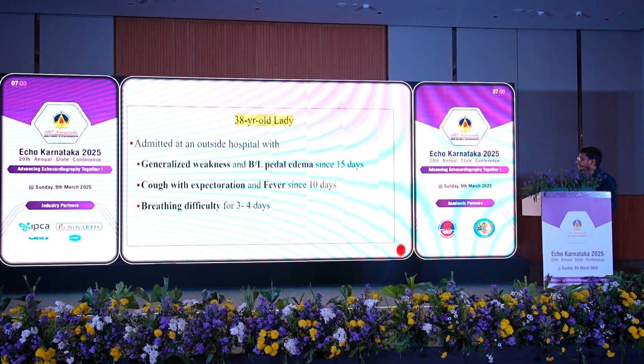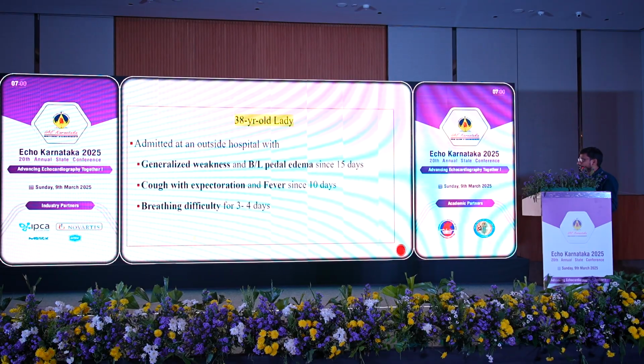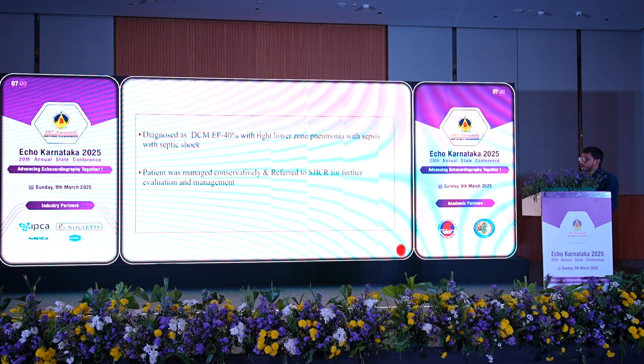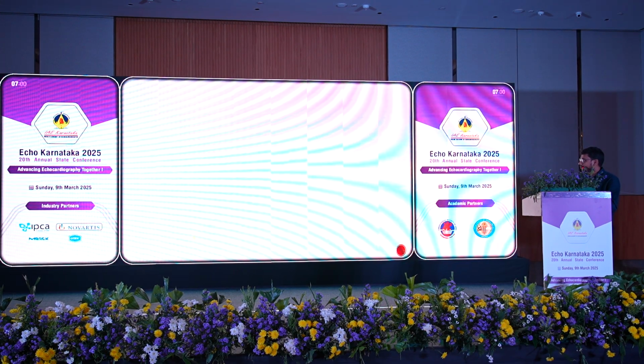complaints of generalized weakness and bilateral pedal edema since 15 days, and with the complaints of cough with expectoration and fever since 10 days, and breathing difficulties for 3 to 4 days. So over there, she was diagnosed as a case of dilated cardiomyopathy with an ejection fraction of 40%, with right lower zone pneumonia, with sepsis with septic shock. So over there, she was managed conservatively and was referred to our institution for further evaluation and management.